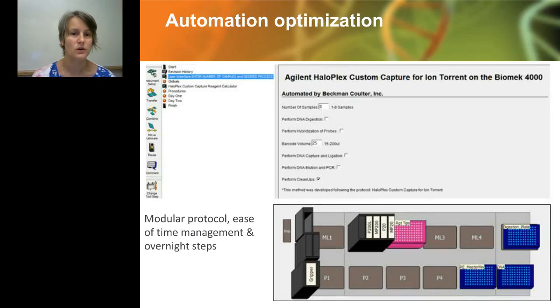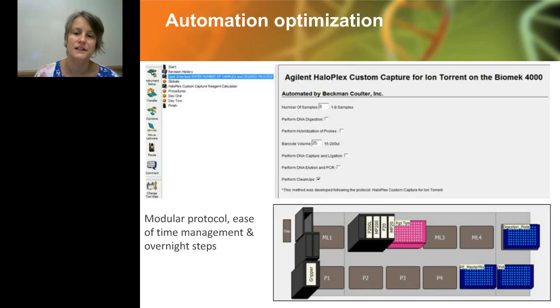So again, working with Sarah Simons from Beckman, we automated this method. We also created a modular protocol so that we were able to run this over a number of days. The first step is actually the overnight hybridization, and so we didn't want to have the protocol running or paused whilst that was going on. So we set it up to be modular, and at first we set it up for 1 to 8 samples.